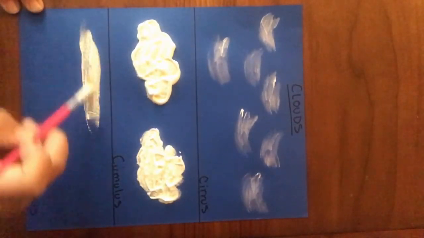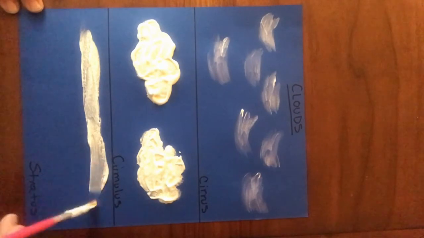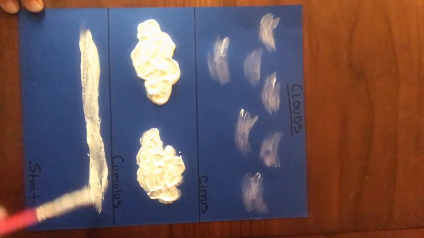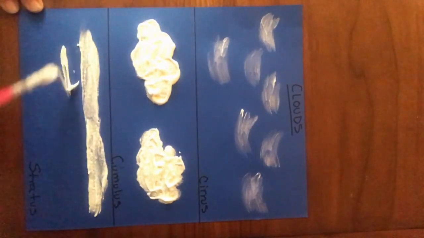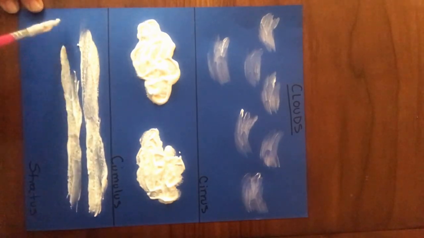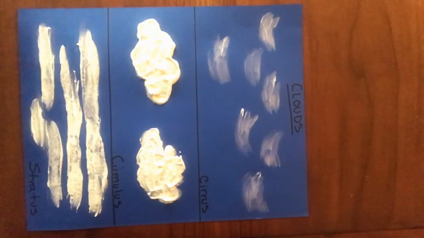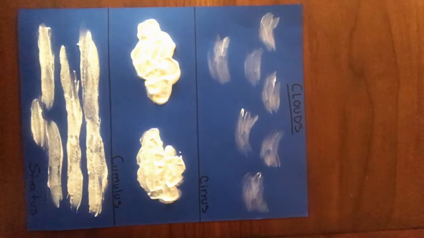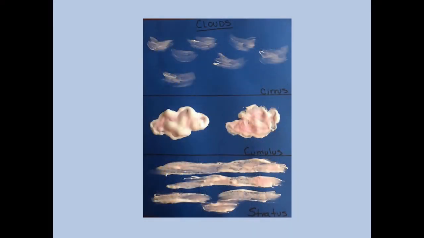Next, we'll make the stratus clouds. Remember, these are the long, low clouds that look like layers or blankets. So make your clouds look like blankets in the sky. Very good. Now this is our finished product.